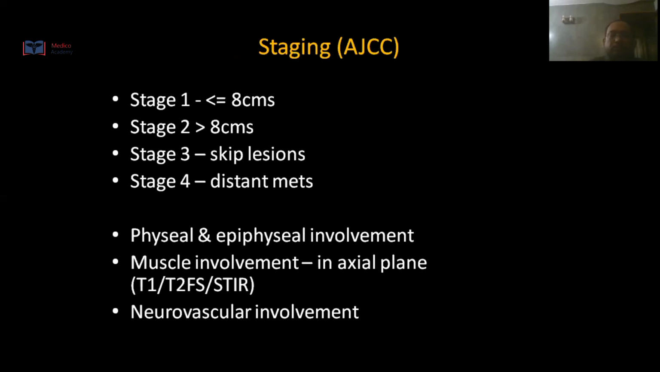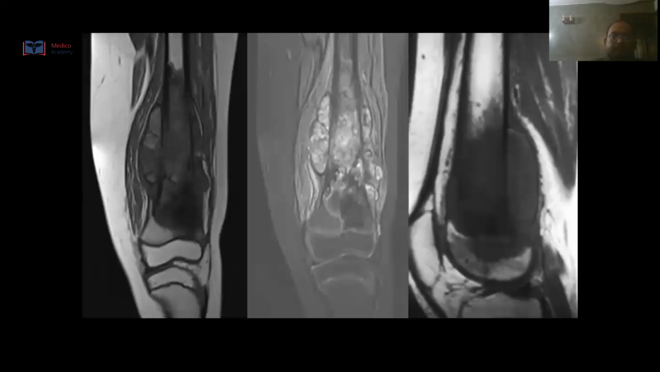According to the AJCC staging of the bone tumors and the soft tissue sarcomas, stage 1 is less than 8 cm, stage 2 is more than 8 cm, stage 3 is where we get skip lesions, and stage 4 is distant metastasis. We also need to see the physeal and epiphyseal involvement, whether the muscle involvement is there, which is better seen in the axial planes in the T1, T2 fat suppressed and STIR images, and we should see the neurovascular bundle involvement. So this is an example of an aggressive lesion.